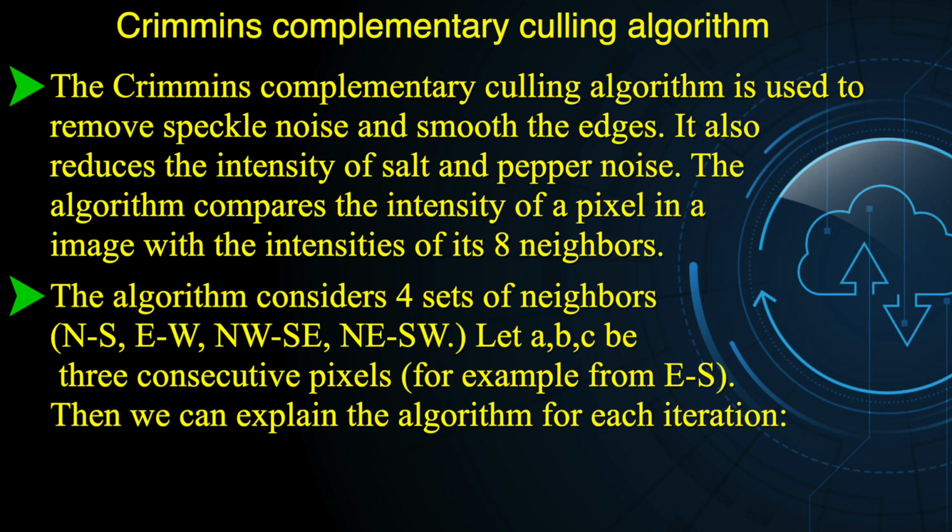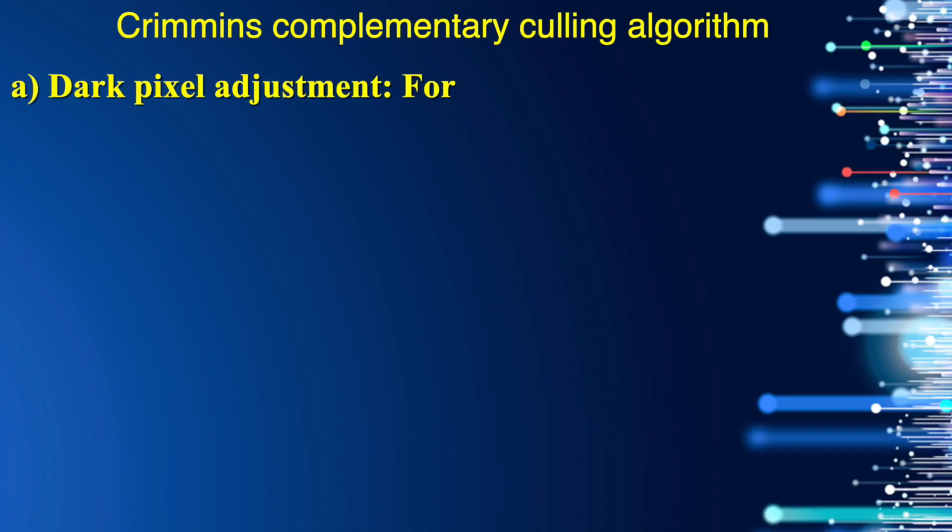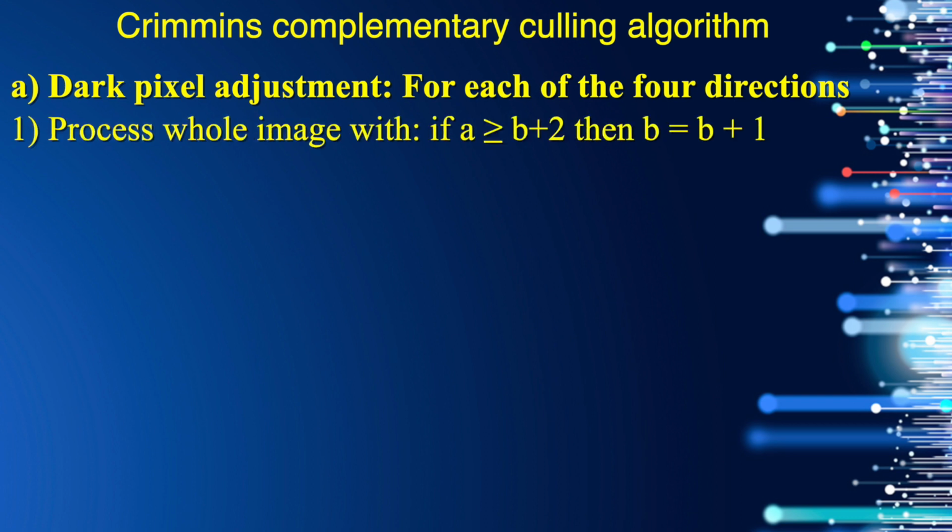Let A, B, C be 3 consecutive pixels, for example, in east, south, then we can understand the algorithm for each iteration. In this triple C algorithm, initially we do dark pixel adjustment and then we do the light pixel adjustment. For each of the 4 directions, we will process the whole image, where A, B are the values of the pixel.